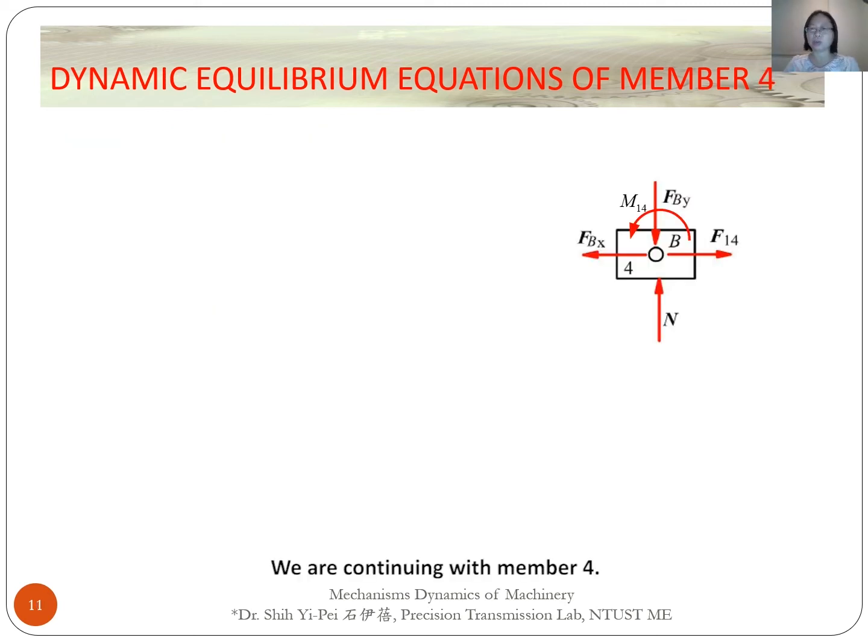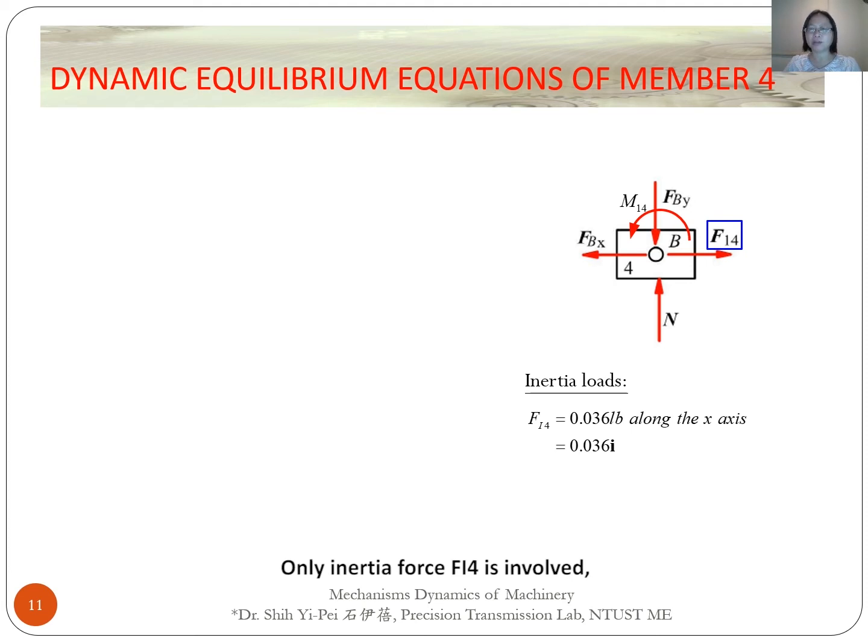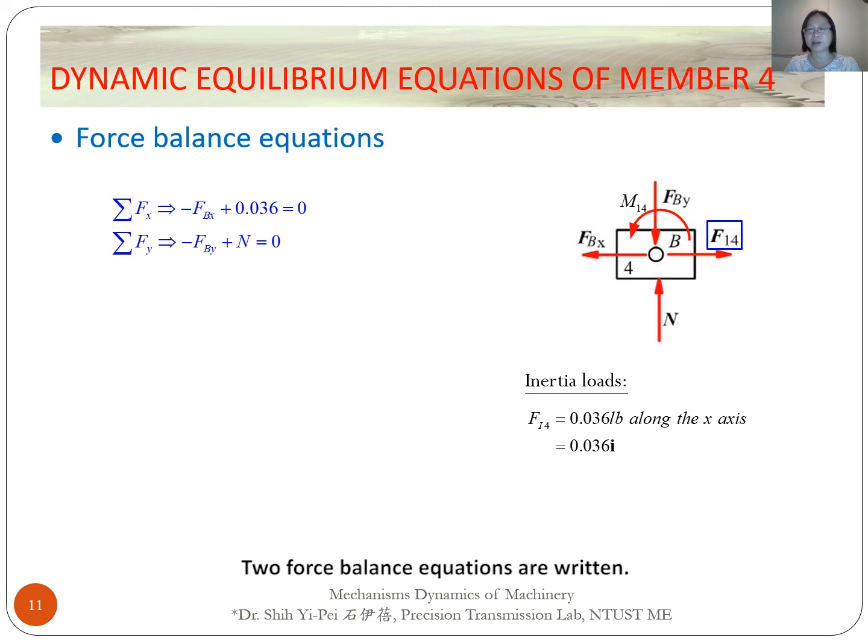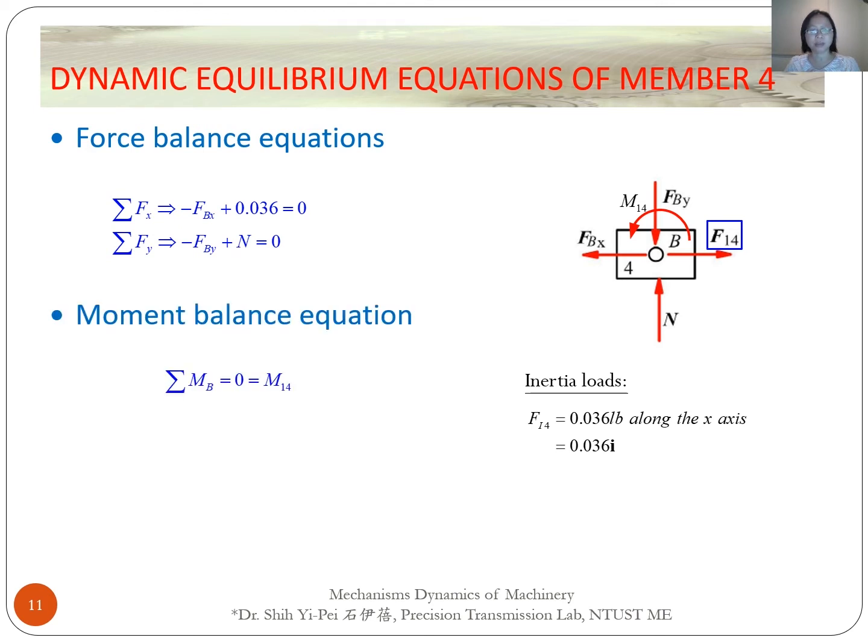We are continuing with member 4. Only inertial force Fi4 is involved, so we have four forces and a moment. Two force balance equations are written like this. And we write a moment balance equation about point B. Now, moment Ni4 equals 0 because all forces pass through point B.